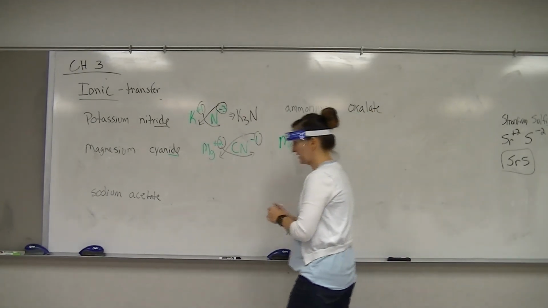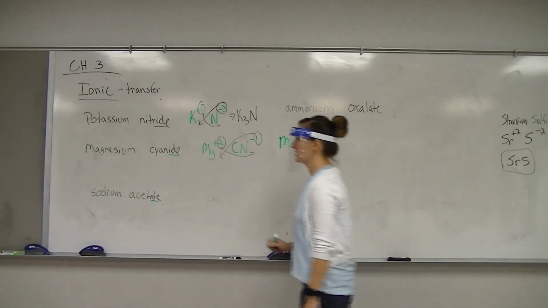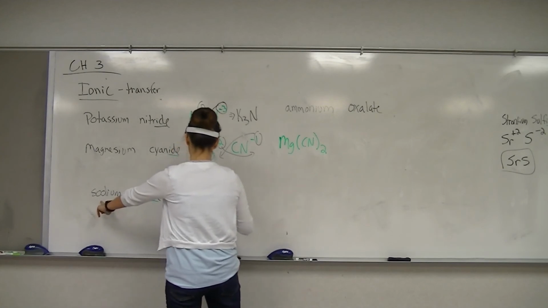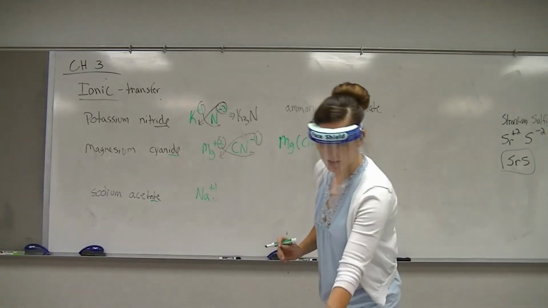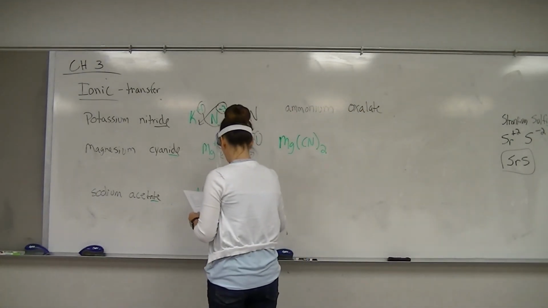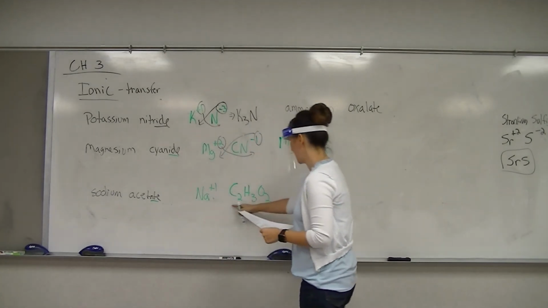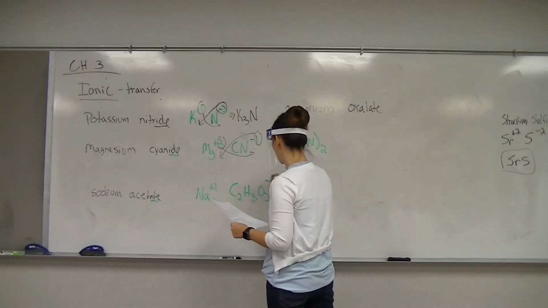Okay, sodium acetate. We got an ate, so it's definitely a polyatomic. Sodium, alkali metal, Na, +1, group 1. Acetate, we would find that on a polyatomic table. This is a big guy. Is it C2H3O2? So that's acetate. 3 different nonmetals bonded together with a total -1 charge.